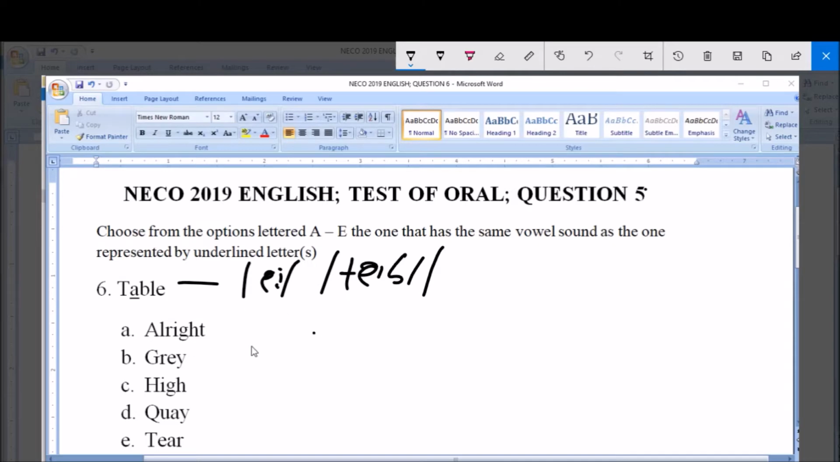Table. So option A, we have the word alright, which is a long vowel, then we have it transcribed in this way. Alright. The option B is gray. You can hear that, gray. So it is transcribed as this, gray. The option C is I.